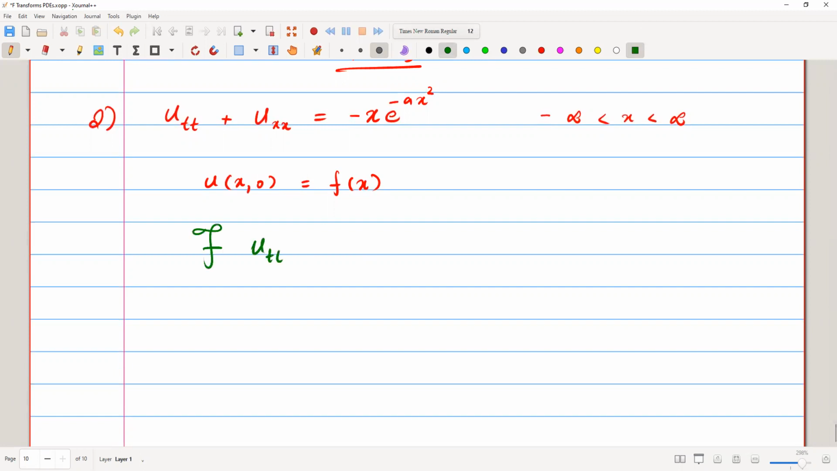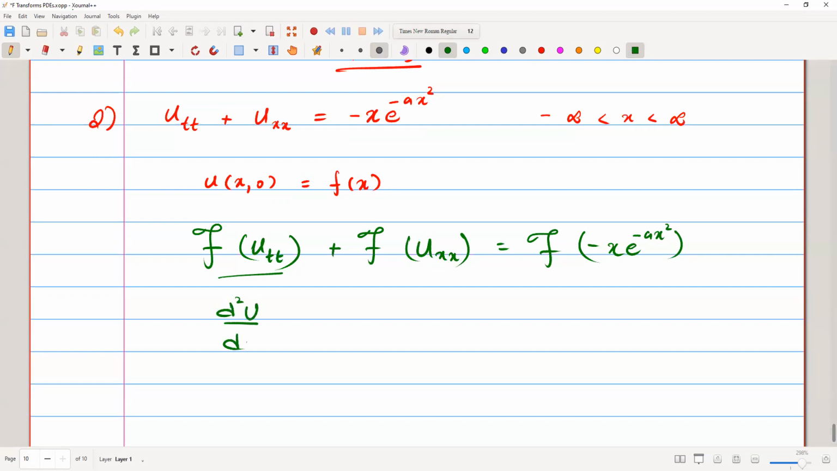So u_t plus Fourier transform u_xx equals Fourier transform of negative x exponential negative ax squared. Okay, so the transformation of this function we already discussed. It will be d squared u over dt squared, plus then the transformation of this function is negative omega squared u equals. Now for this function, how can we find the transform of this function?